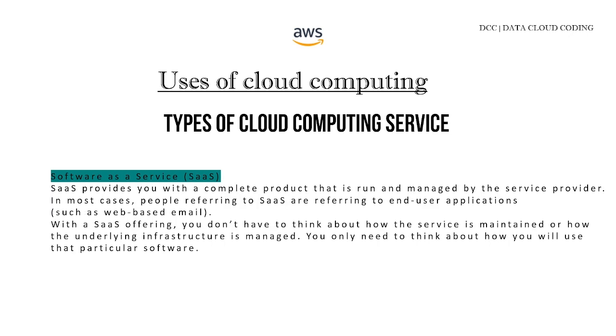Now talking about SaaS, which is software as a service, it provides you with a complete product that is run and managed by the service provider. In most cases, people who refer to SaaS are referring to end user applications. For example, if I talk about Gmail, we do not have to do anything. Everything is taken care of by the provider itself. No infrastructure management, no resource planning, no capacity planning, nothing. And with a SaaS offering, you do not have to think about how the service is maintained or how the underlying infrastructure is managed. You just have to use that particular software.